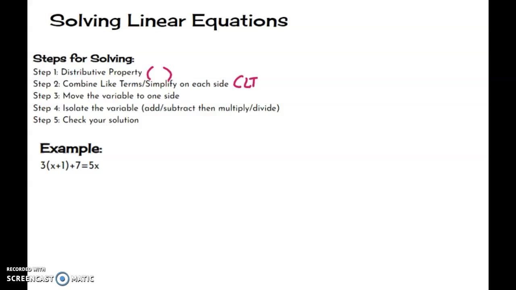Step 3 is moving the variable all to one side or the other. Step 4 is isolating the variable. You're going to add or subtract first and then multiply or divide. And then it's always good to check your solution. So let's fill out our example together. And I'm going to do some color coding here.